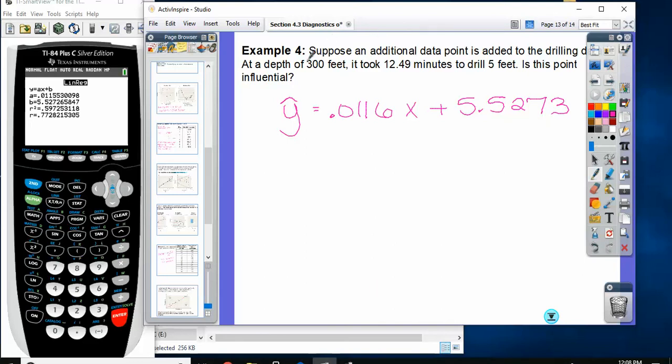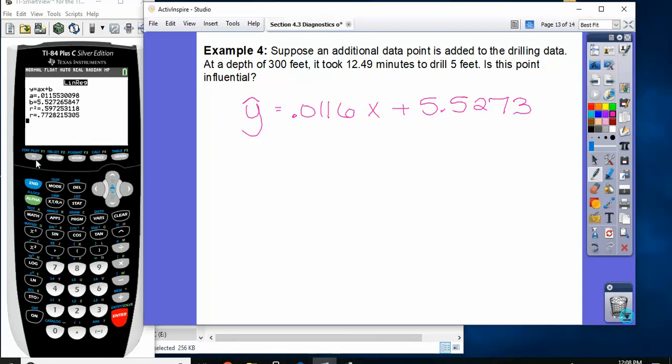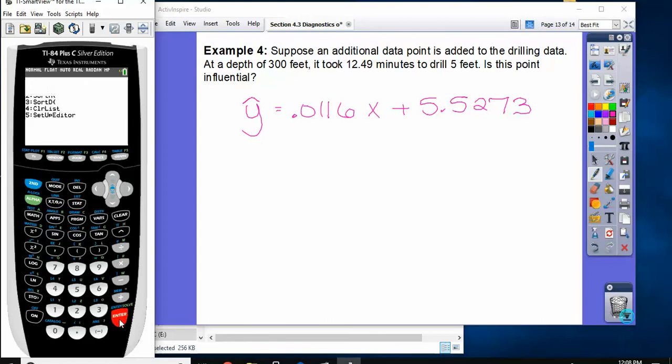It wants us to say at a depth of 300. So we're going to go back to our stat, edit, and we're just going down to the bottom. We're going to add in this new point. So when my x is 300, my y was 12.49. Now we run the regression again. So stat, calculate, linear regression.